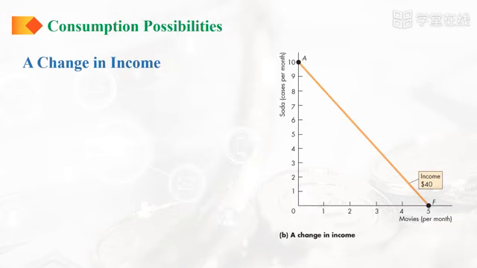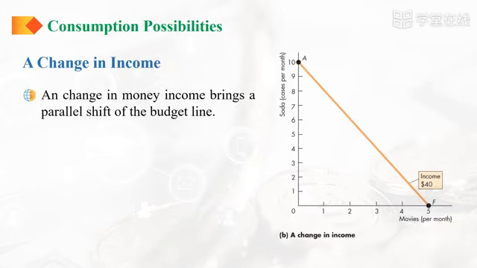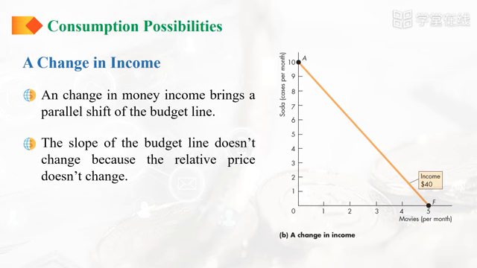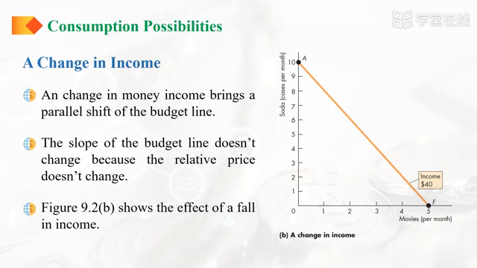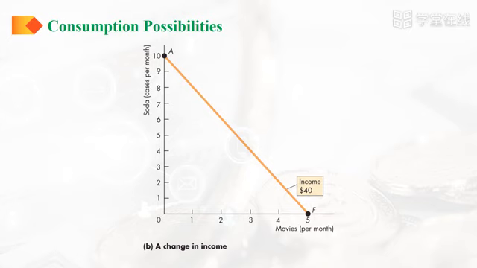Now second, a change in income brings a parallel shift of the budget line. The slope of the budget line doesn't change because the relative price doesn't change. The figure shows the effect of a fall in income. The budget line moves inward.